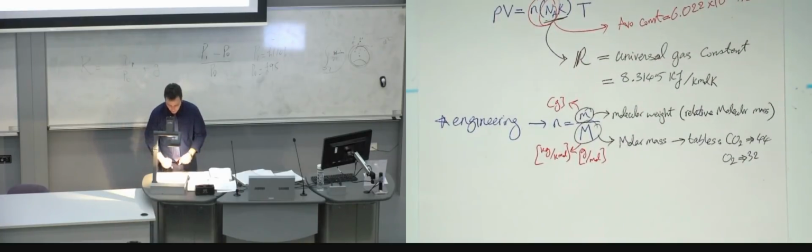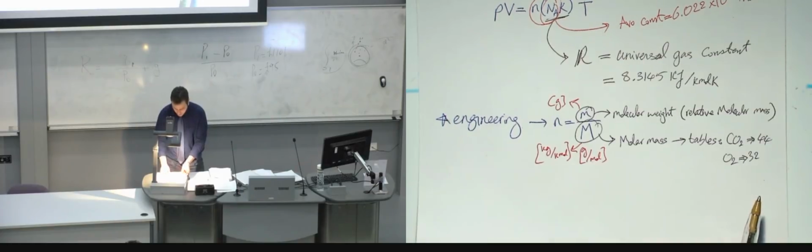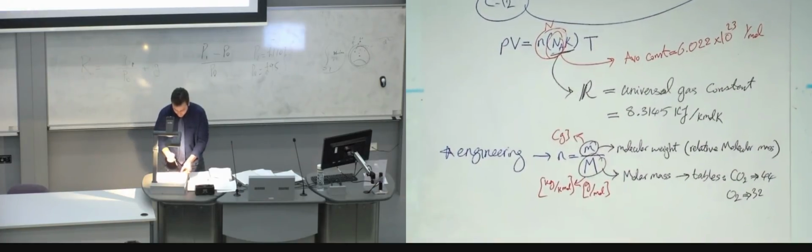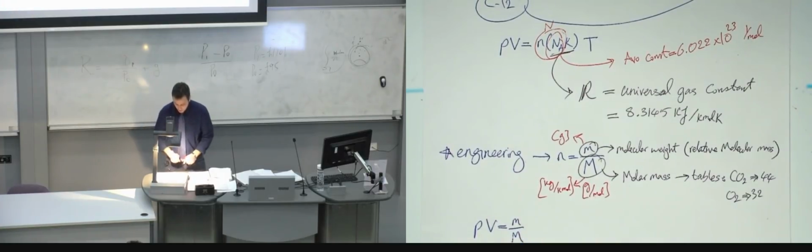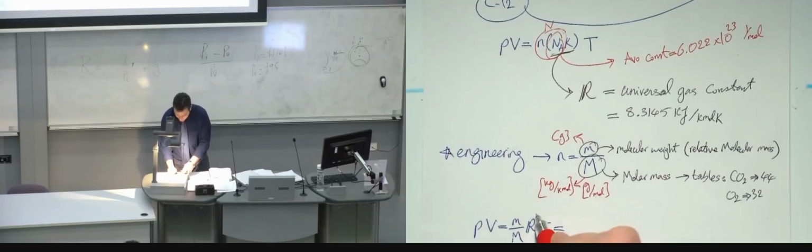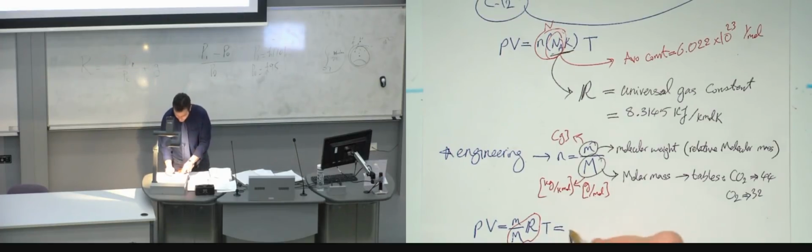What's the implication of introducing that equation? Going back to our PV equation, the equation of state, I'm going to rewrite PV equals m over capital M. I've replaced n with m over M. Then I'm going to have the universal gas constant times the temperature. And in fact, this would lead to something new.